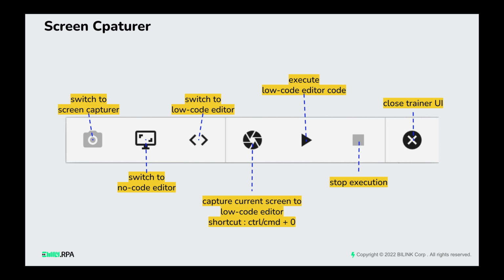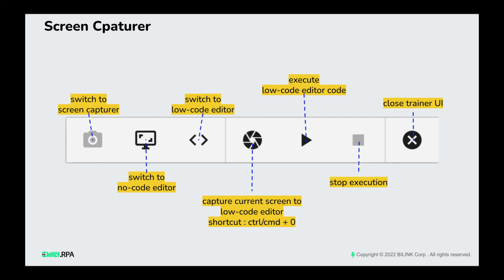In the Screen Capturer interface, press the shutter button to capture the current screenshot. The captured screen will be exported to the No-Code Editor interface. This button has a corresponding shortcut key. In Windows, you can press Ctrl+0 to take a screenshot. On Mac, you can press CMD+0 to take a screenshot.